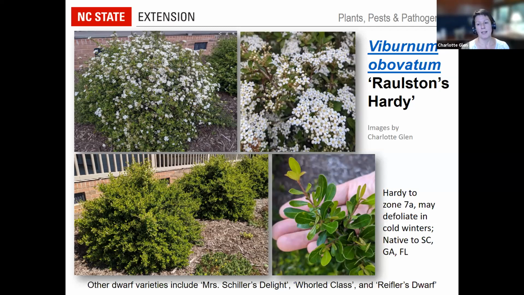Inkberry will do the same. Yaupon can even do the same. So you may get little suckers coming up around the base, which are pretty easy to control by just cutting them out or taking a shovel or spade and cutting them out. But it's been a really interesting shrub, and I do recommend it.